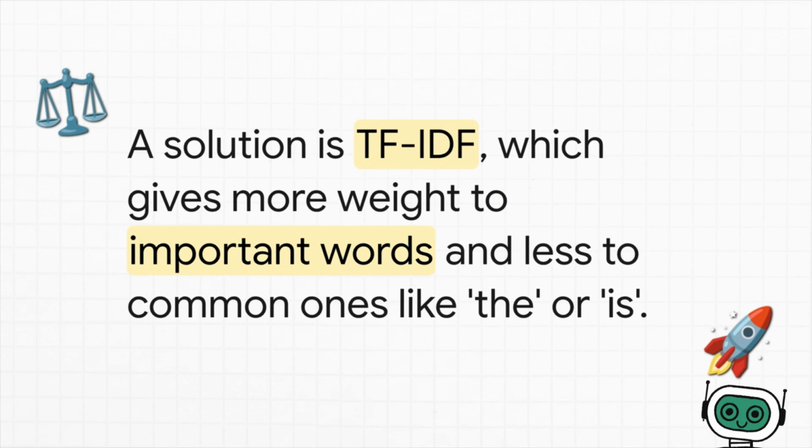Now, to deal with some of these weaknesses, people developed more advanced techniques, like TF-IDF. It's a really clever extension that adjusts the raw word counts. It gives more weight to words that are important and unique to a document, and it downweights common words like the or is that don't carry much meaning.